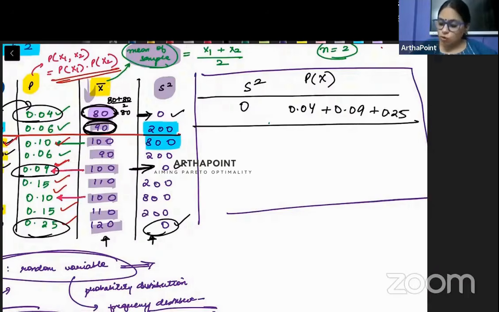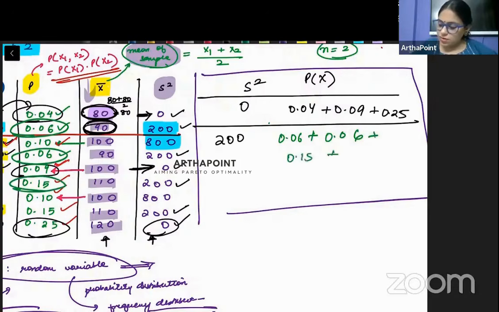Then you look at the next variance, and the next variance comes out as 200. So for 200, I see 0.06, and then 0.06, and then I see 0.15, and 0.15. Right? And then I write the third value, which is 800. So for 800, I see 0.10, and then I see 0.10.